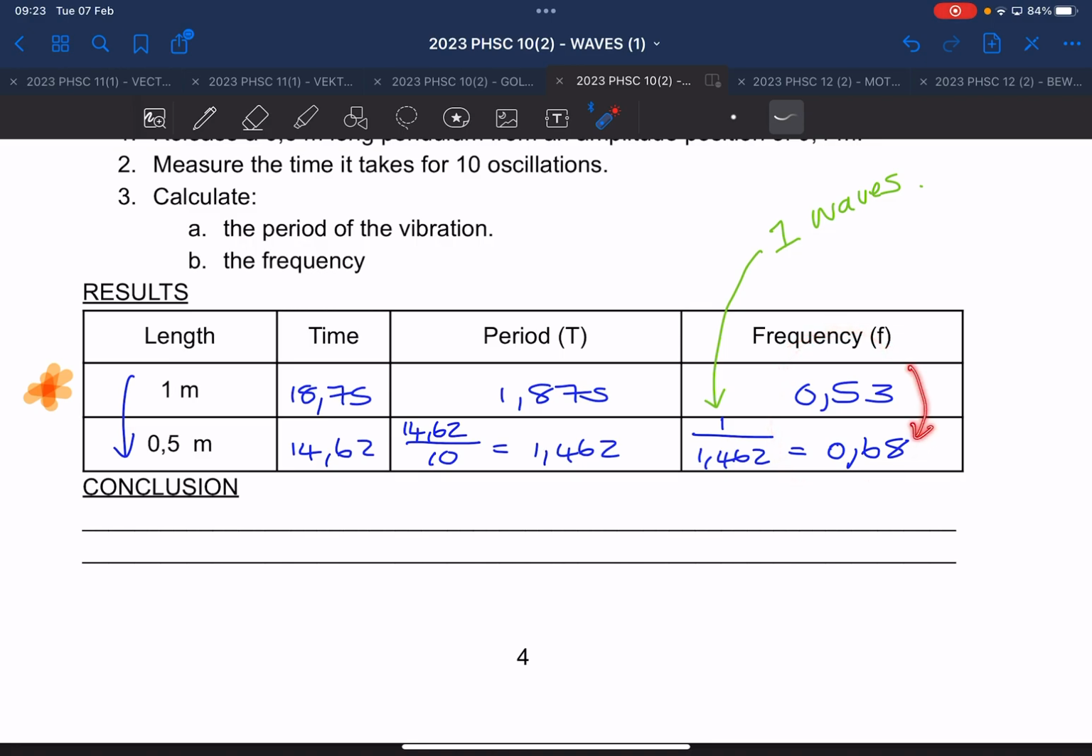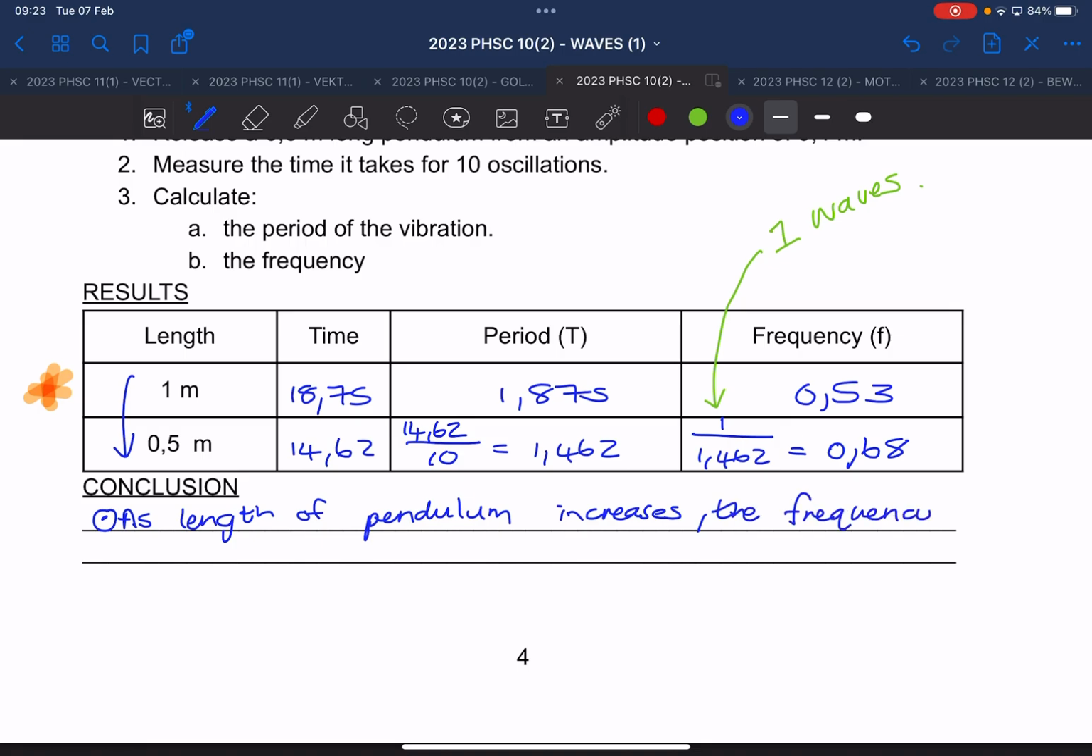It increases. Okay, so you are going to write: as the length of the pendulum decreases, the frequency increases. Okay, but what must we remember? Don't tell me. Starts with an L. Listen. What must we remember when we write a conclusion? What am I looking for that second mark?